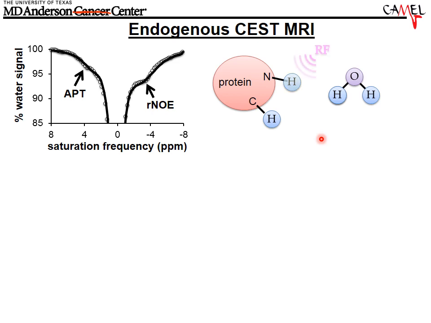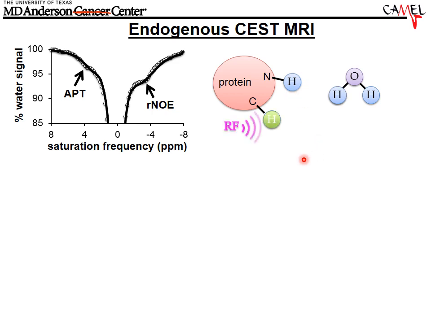So as I've mentioned before, we apply selective radio frequency irradiation at the MR frequency of a proton, an amide proton, that can then exchange with water, causing the selective saturation to be transferred to the water. And that is often known as the amide proton transfer effect because we are transferring this effect from the endogenous amide protons of the protein.